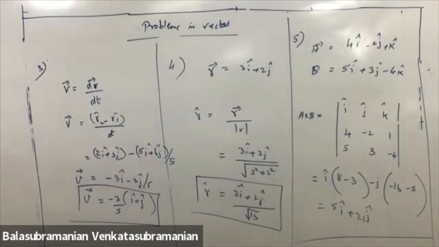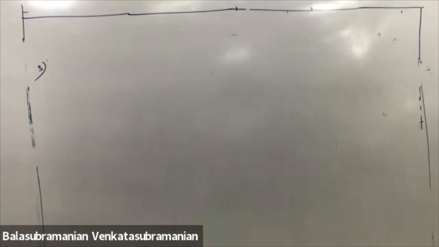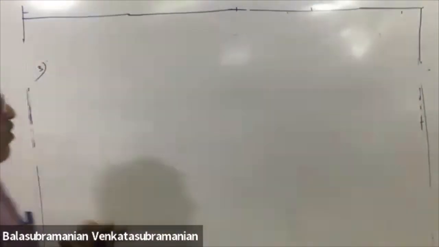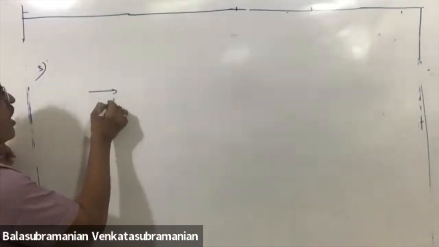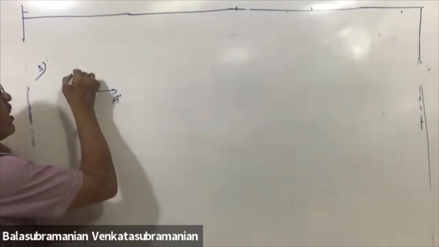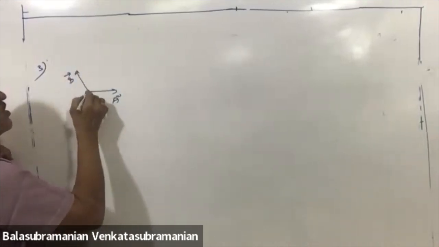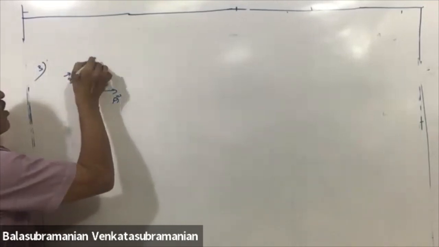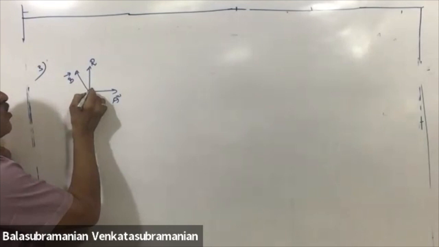Sixth one. The resultant of two vectors A and B is perpendicular to vector A and its magnitude is equal to half the magnitude of vector B. Then the angle between A and B is to be found. This is vector A and this is vector B. This is resultant R. These two are perpendicular, given.